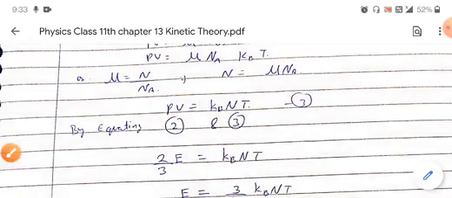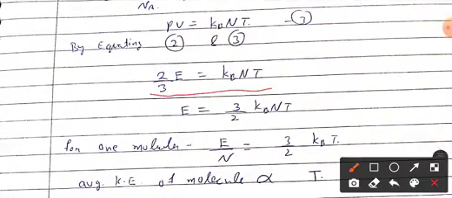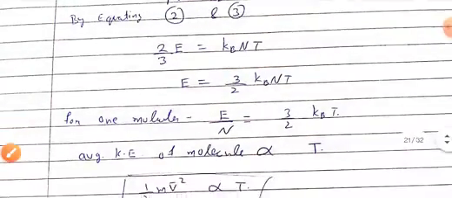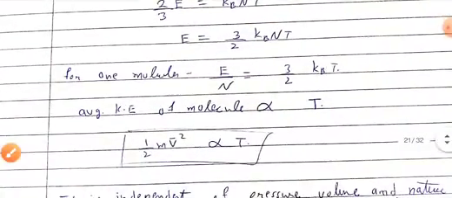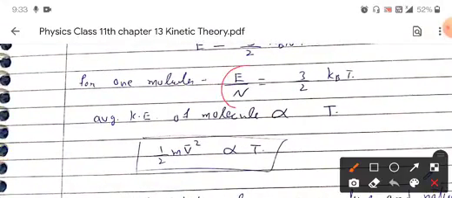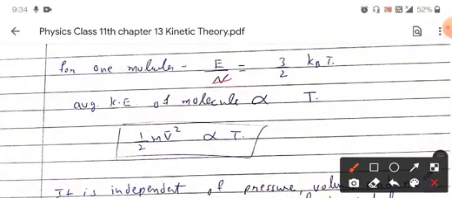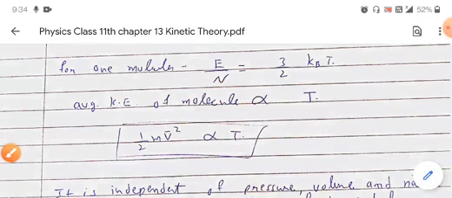Now we will equate equation 2 and equation 3. So we get 2 by 3 of E is equal to KB N T. That means E will be equal to 3 by 2 KB N T. And this E is the internal energy of the gas. So for one molecule, this energy will be equal to E by N, and that is equal to 3 by 2 kBT. This is the average kinetic energy also, because the average kinetic energy was equal to the internal energy. This is the average kinetic energy we have derived.